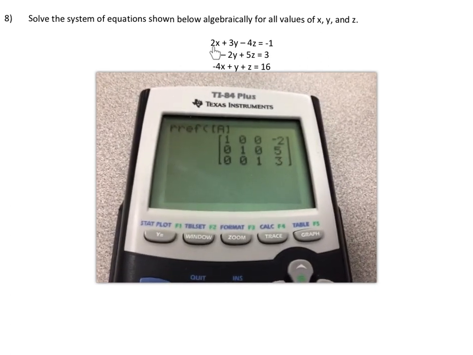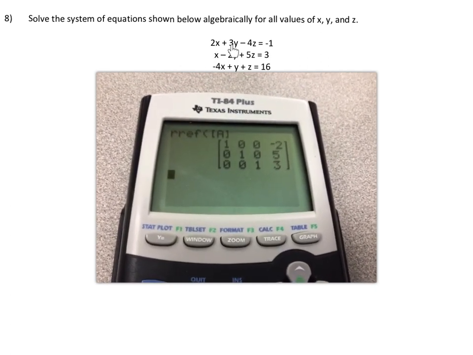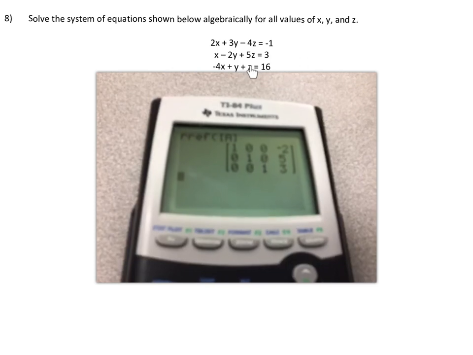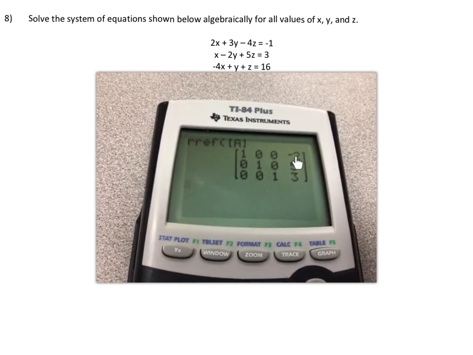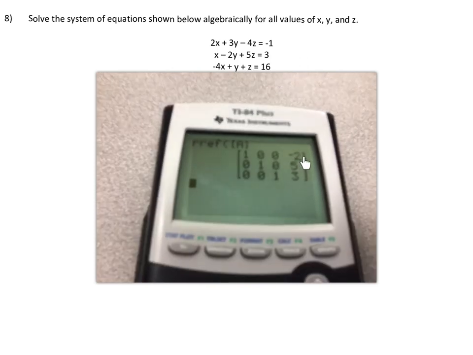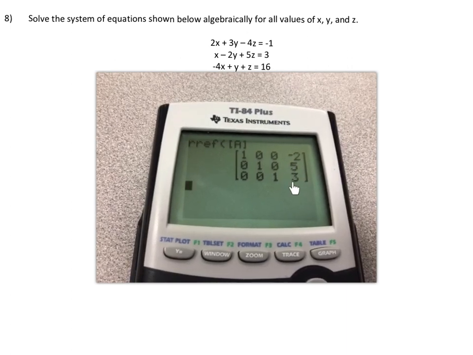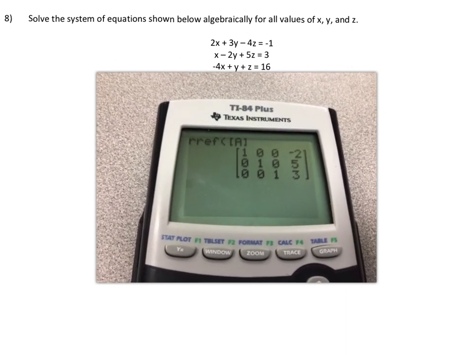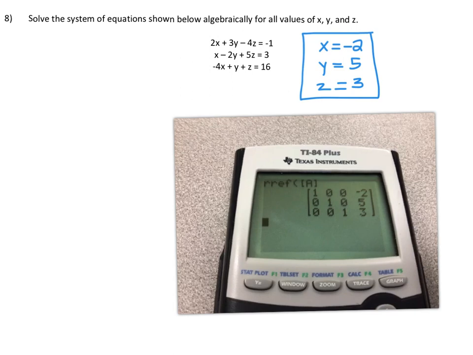Since x is the variable in the first column, y is the variable in the second column, and z is the variable in the third column, it goes x, y, z. So x equals -2, y equals 5, and z equals 3. I want to point out the reason we come up with these first is that once you start solving and find your first variable, you know right away if you're on the right track.